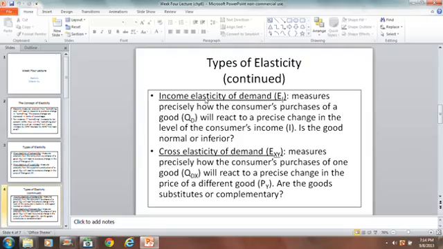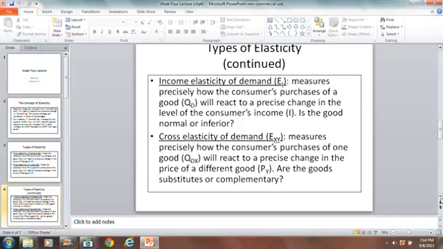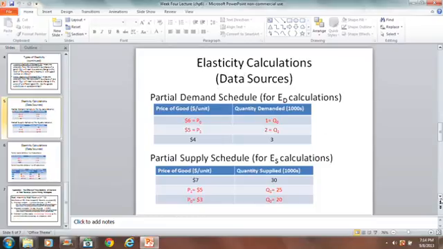Okay? And so what we want to do is take some data and some numbers and calculate each type of elasticity, try to make sense of the results, so we can get a better understanding of their significance and their usefulness. And to help me do that, I've created some sample data sources. For example, our first calculation will be price elasticity of demand.